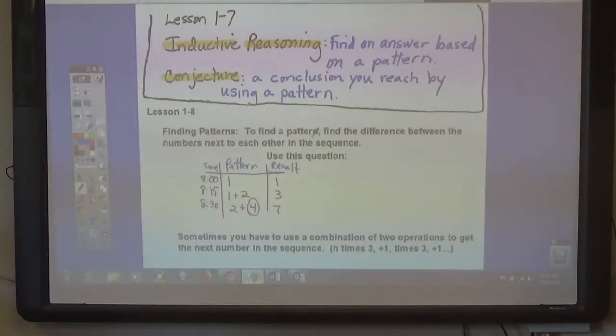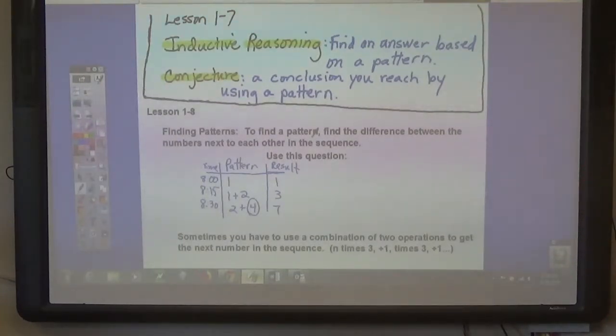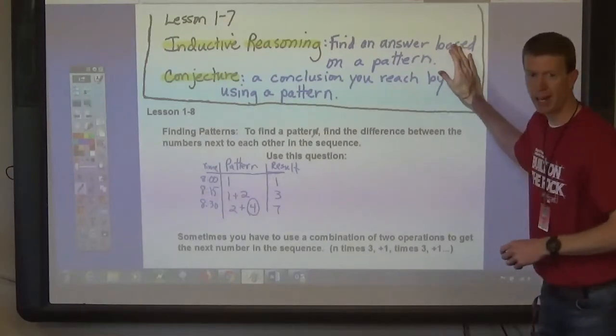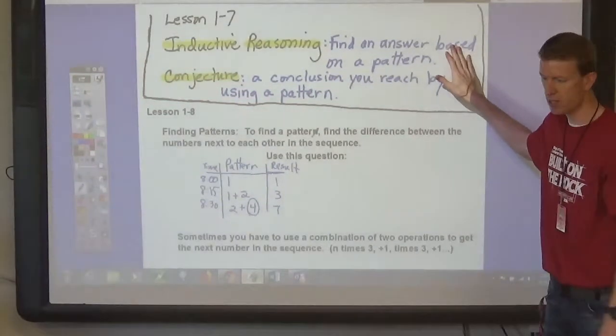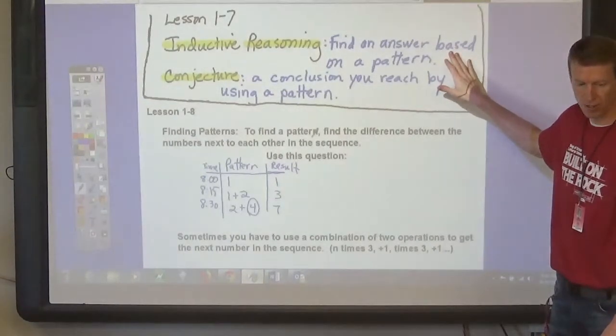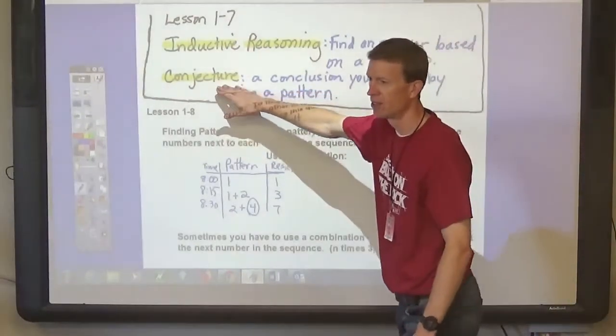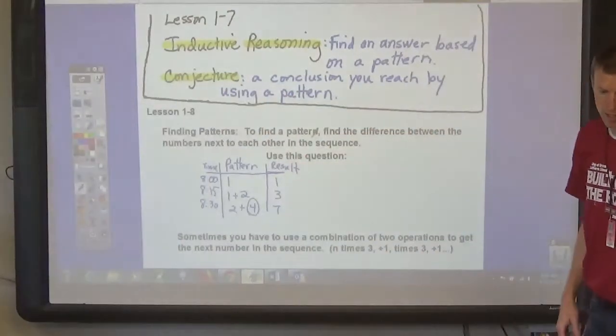Difference of them. You have to find the difference of them. How do you find the difference? Subtraction. Subtract them, yes. So you subtract the numbers next to each other to find their difference, and then use that to look for a pattern. So when you're looking for patterns, you have to compare the numbers next to each other in a number sequence by subtracting them, and then look for a pattern. And then based on that, you can write what's called a conjecture or a conclusion.